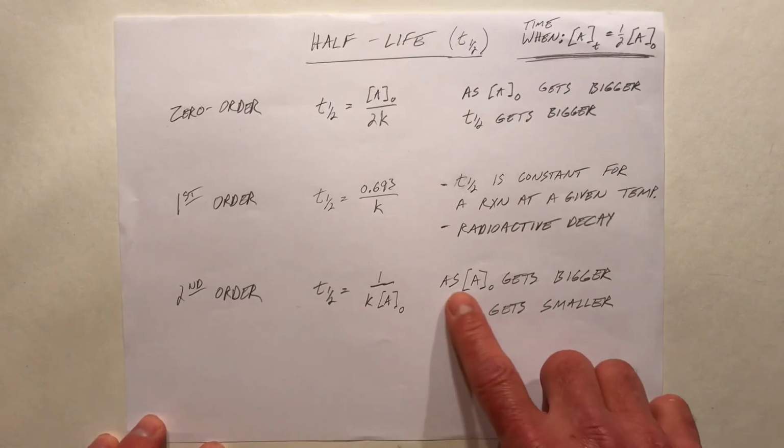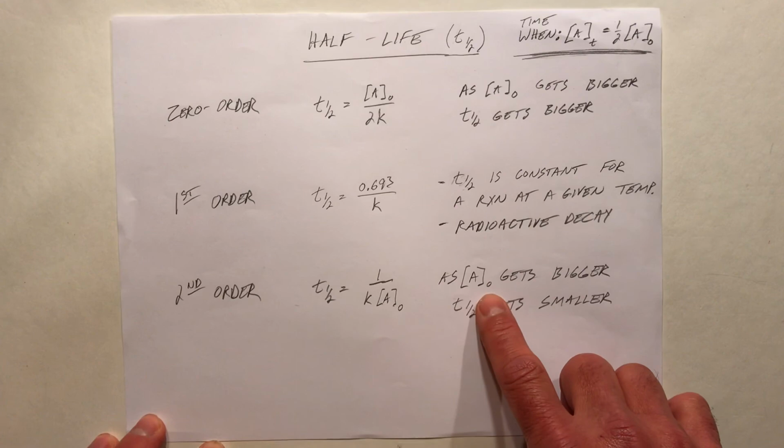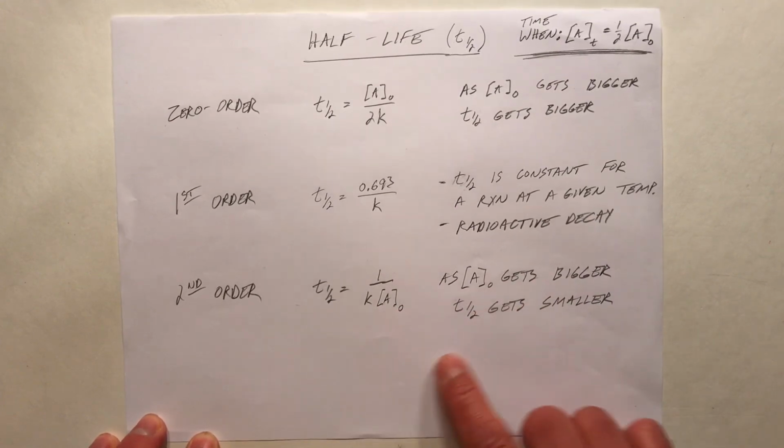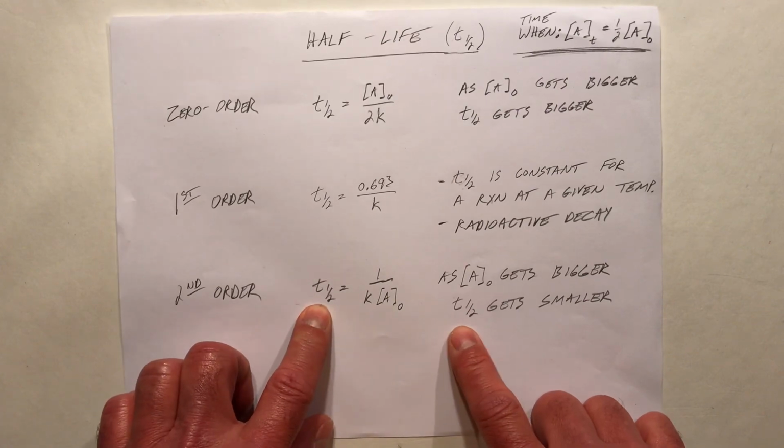And notice here that as the concentration of A at time 0, or the initial concentration, gets bigger, as the denominator gets bigger, the value of the fraction, the half-life, gets smaller.